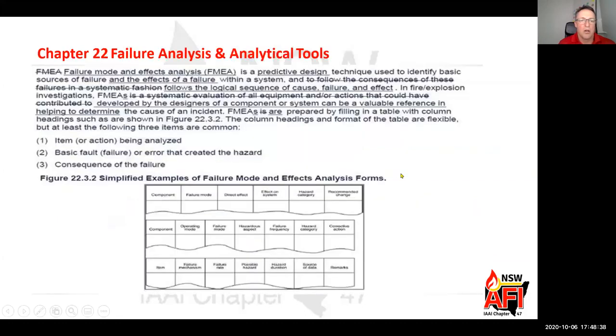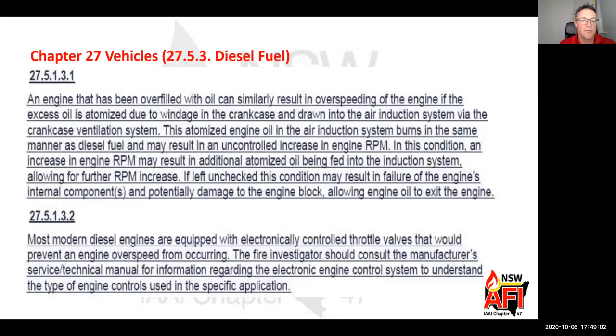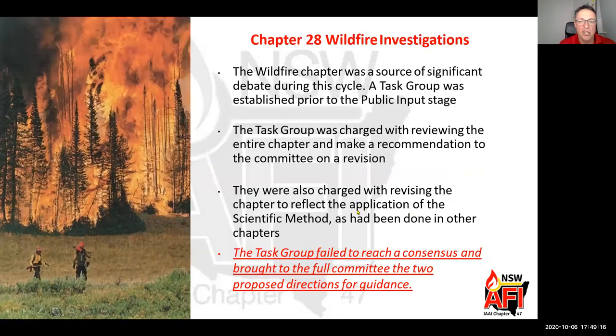So Chapter 22, fire failure analysis and analytical tools. A few changes there. Chapter 24, incendiary fires. A few changes there, to the origin and cause determination, as well as identifying potential witnesses. Okay. So a few changes there as well. Incendiary fires. Vehicles. A few changes in the diesel fuel there, about how some fires can be caused by atomized engine oil.